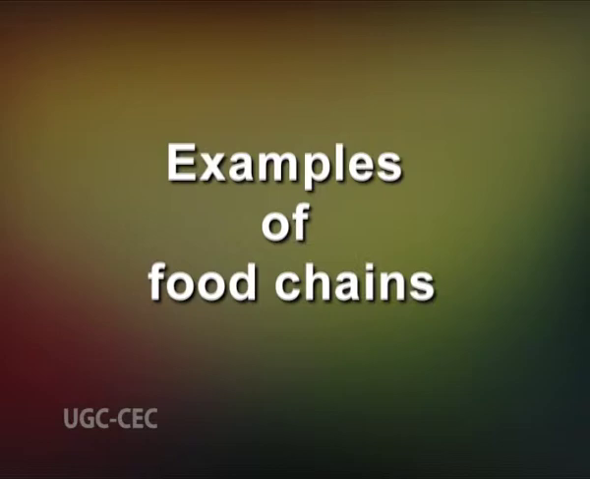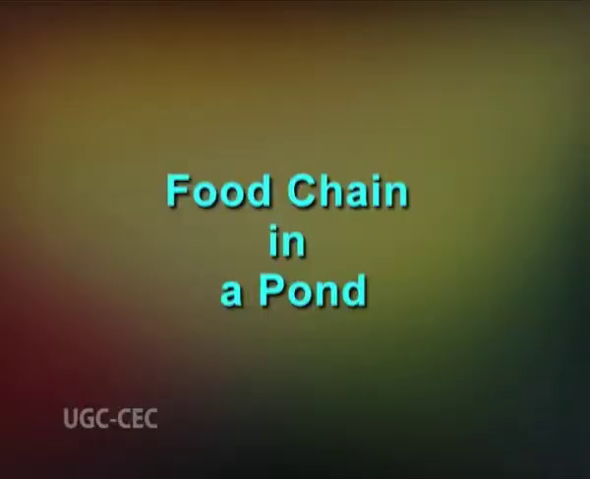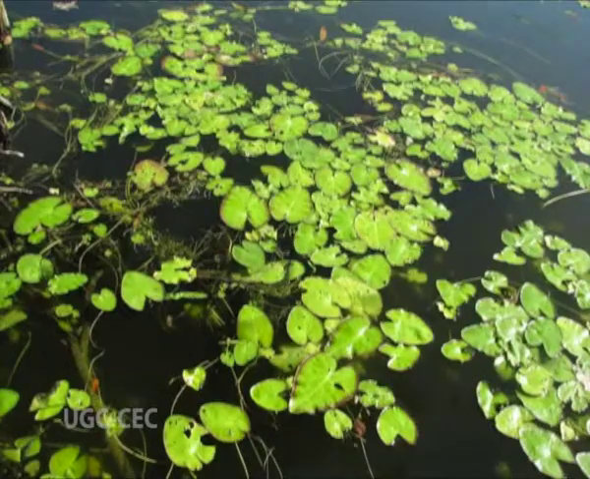Examples of food chains. The food relations are very complex even in a small community, but may be illustrated by two simplified examples. Food chain in a pond. In a pond, rooted or floating plants and floating algae synthesize food materials from dissolved nutrients by the process of photosynthesis. They therefore act as the producers.